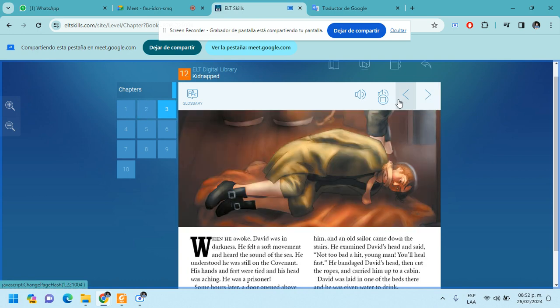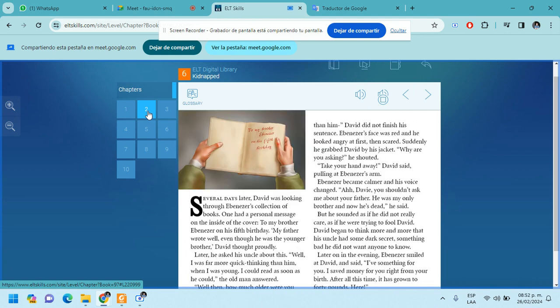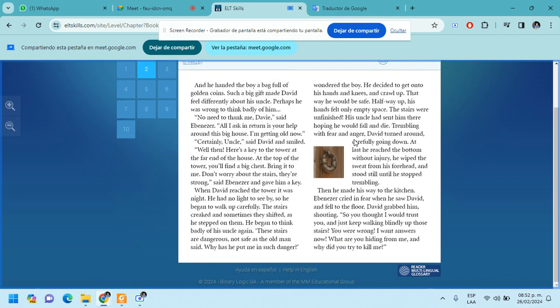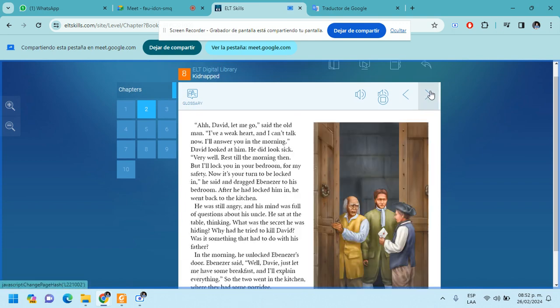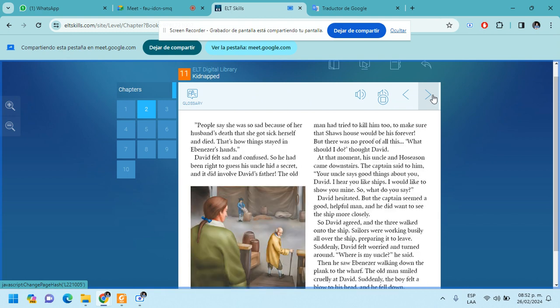Do you understand the story? What happened? Yeah, and this part finished chapter 2. Tell me a new character who appears in this part. A new character. Un nuevo personaje que aparezca en el chapter 2. Who is? Tell me.